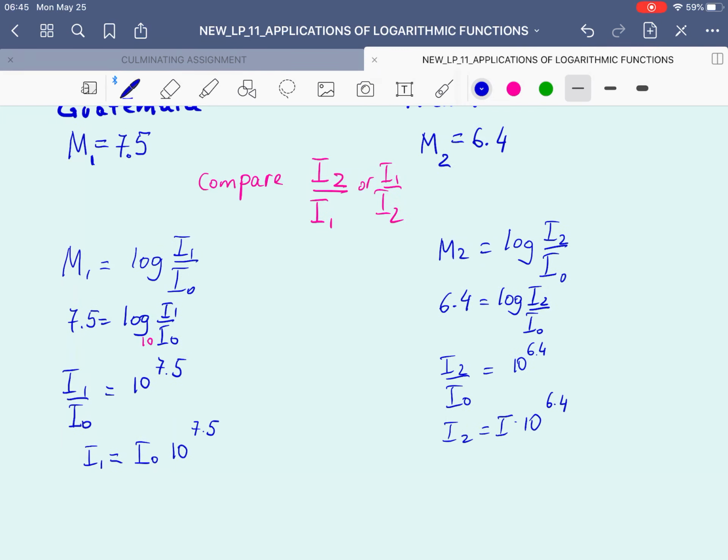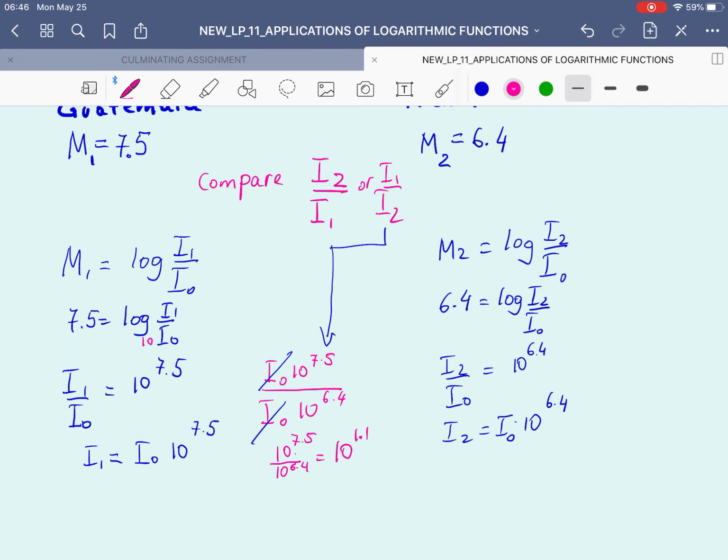And now if we want to compare the two intensities, I'm going to use these formulas here. I'm going to start with I1, which is I0 times 10 to the power of 7.5, divided by I2, which is I0 times 10 to the power of 6.4. So I0 simplifies. 10 to the power of 7.5 divided by 10 to the power of 6.4 equals 10 to the power of 1.1.